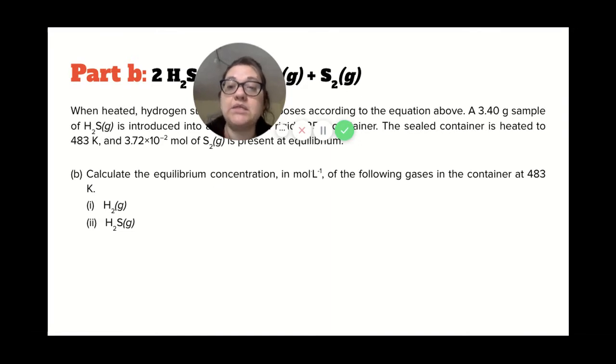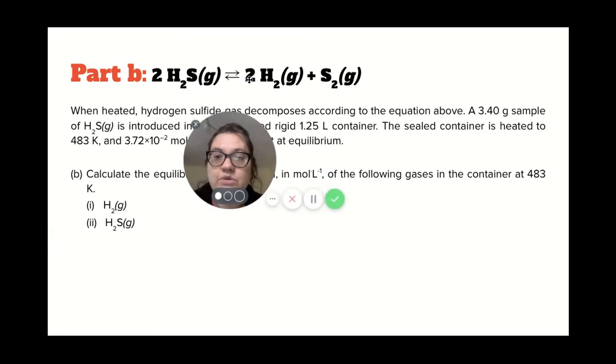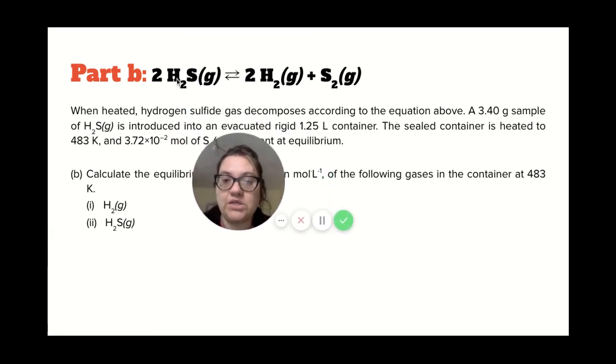in, and which gases are there? H2 and H2S. So those are the two that we need, H2 and H2S. I've got some information about S that might be useful. Okay, so next step is organize all of the information we have into a rice table.